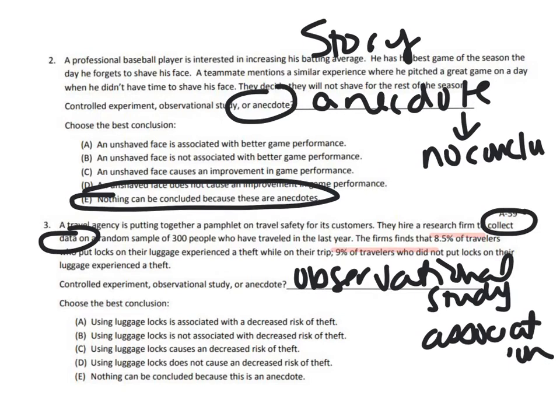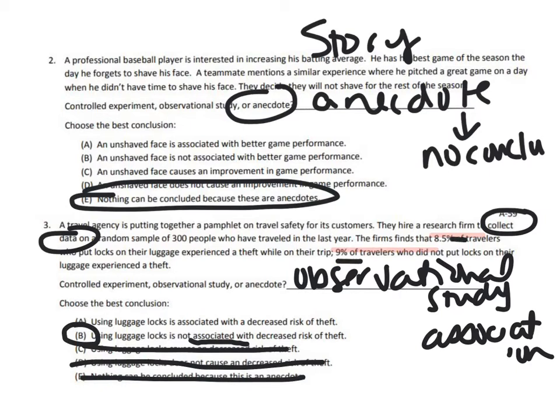However, because the 8.5 is close to the 9, let's knock out the cause. It's one of these two. 8.5 and 9 are close together, so using luggage locks is not associated with a decrease in risk of theft. So it would be B. So even though there is an association, those two numbers are too close. The 8.5 and the 9 are too close together. If they were farther apart, say for example, if I had like an 86% versus a 9%, then the answer would be A instead.